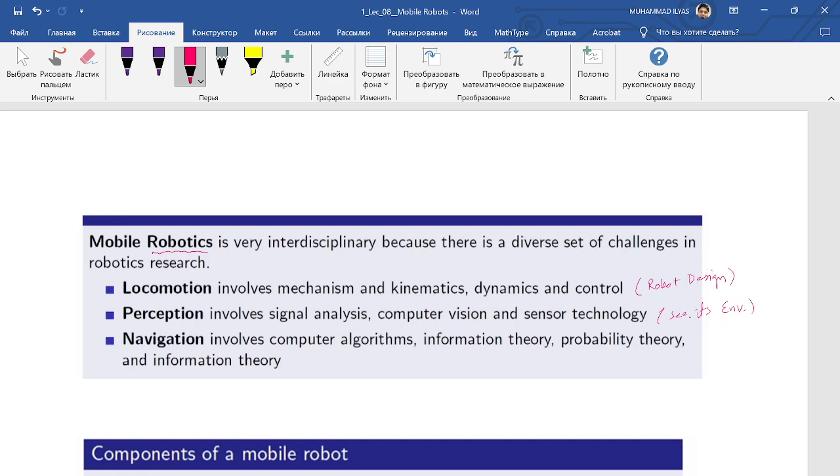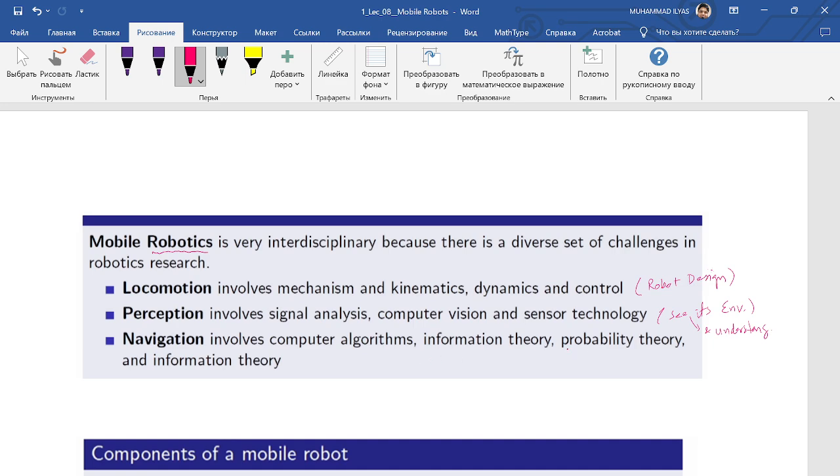See and understand, right? See and understand. So that is the perception part. People who have a background in image processing, computer vision, sensors, and signals are very good to work in this sub area of mobile robots. The third major area is navigation.